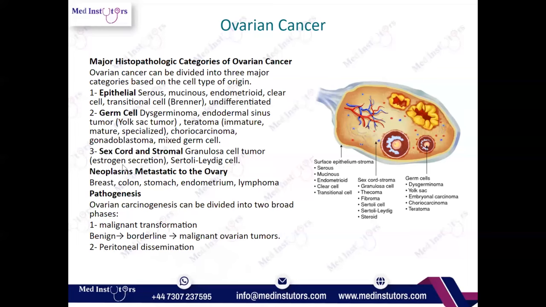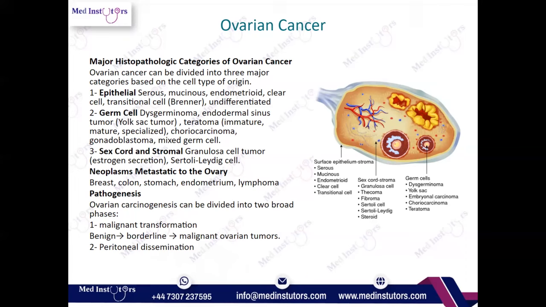The third classification, we have sex cord or stromal tumors, in which we have granulosa cell tumor, which are estrogen-secreting tumors. Then we have Sertoli-Leydig cell tumor. These are easy to remember. Okay, so the neoplasia of the ovary may metastasize towards breast, colon, stomach, endometrium, or lymphoma.